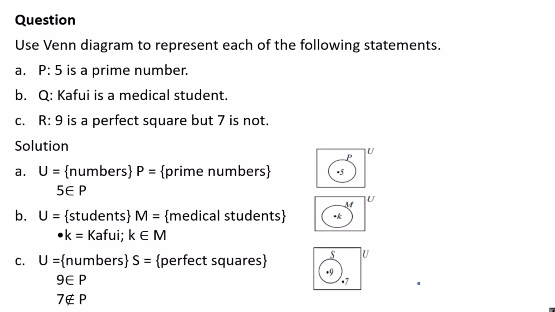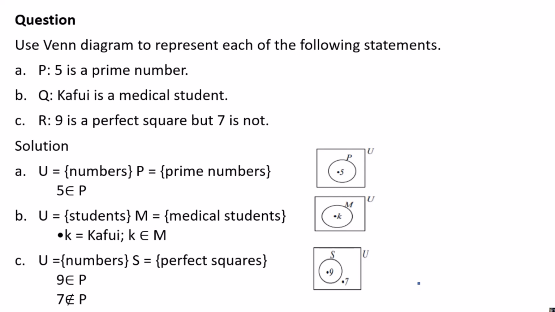So let's take these few questions. P: 5 is a prime number. Q: Kafui is a medical student. R: 9 is a perfect square, but 7 is not. In the first case, our universal set will be numbers. Our P will be prime numbers, where 5 belongs to it. In question Q, the universal set will be students. M will represent the medical students, and Kafui will be K, which belongs to the medical students. So Kafui is part of the medical students.